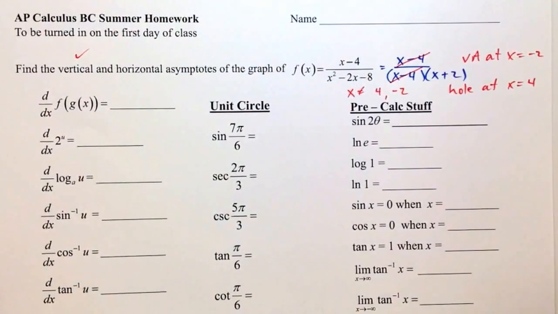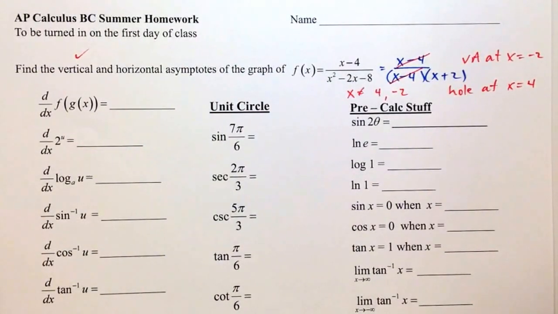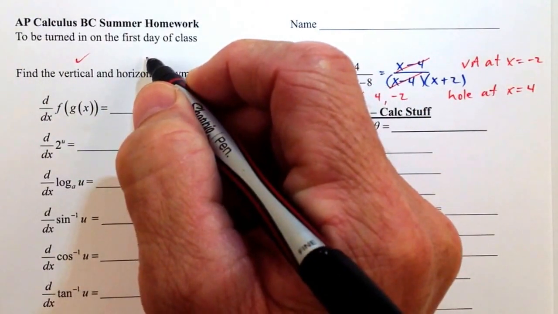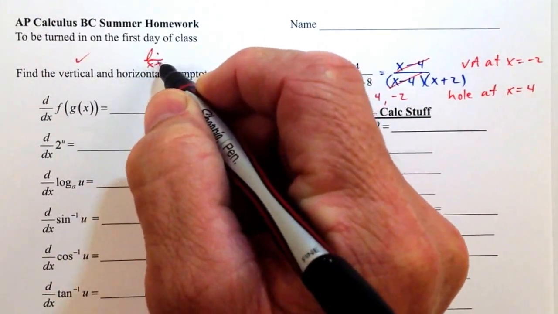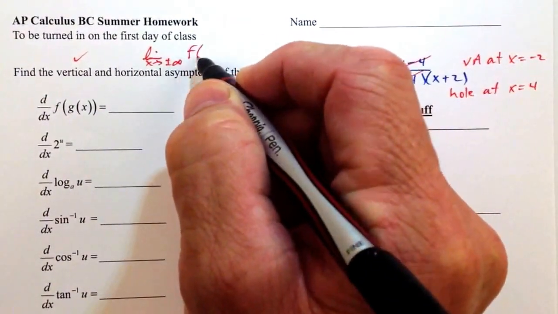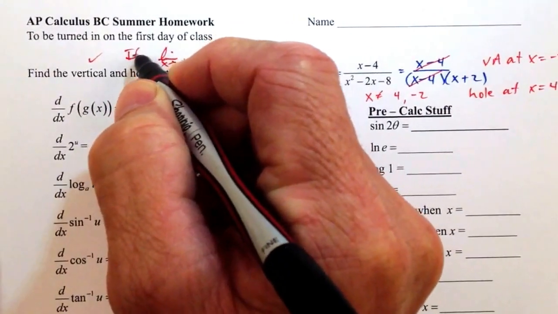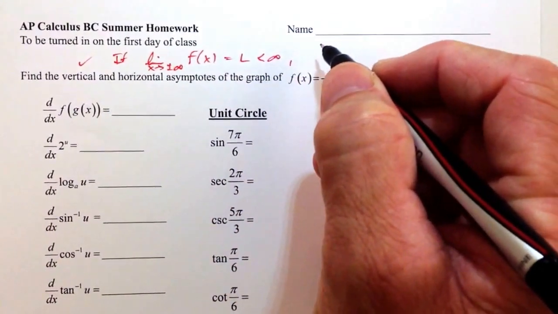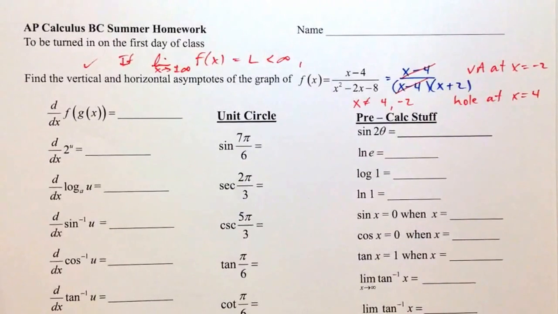What about the horizontal asymptote? Well, if we remember what that means, if the limit as x approaches infinity or negative infinity of the function f of x is equal to some constant which is less than infinity, then y equals that constant is a horizontal asymptote.